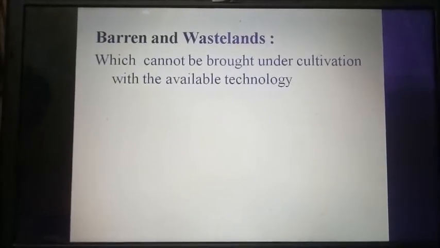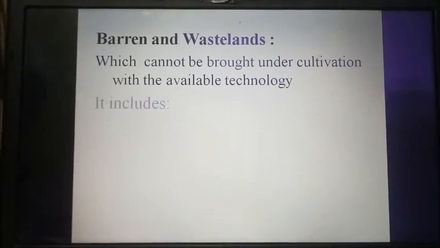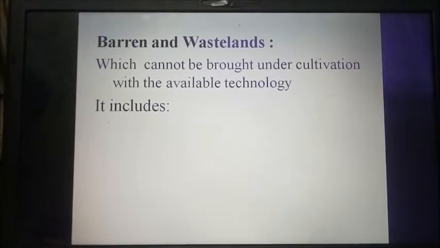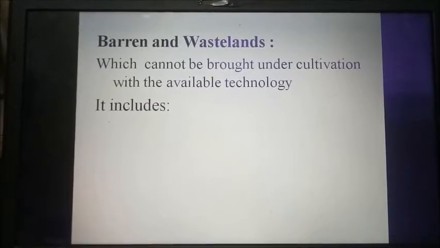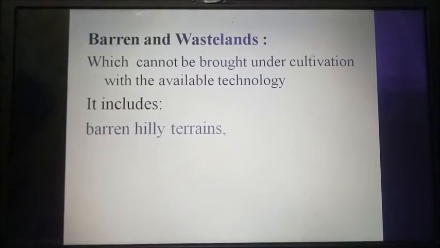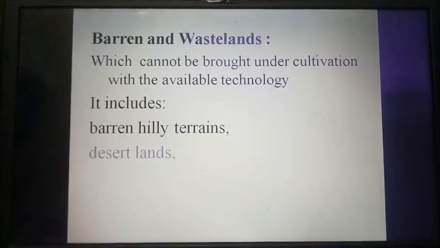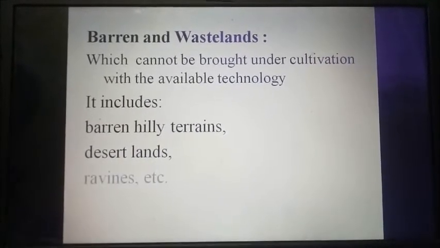Now, what is barren and wasteland? As the name suggests, it cannot be used for cultivation using the available technology. It includes barren hilly terrains, then even the desert lands, the swampy marshes, the ravines, etc.